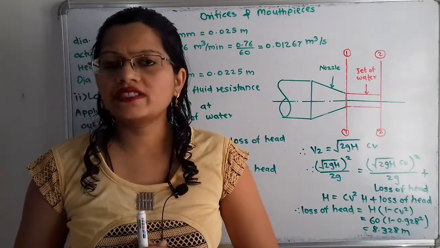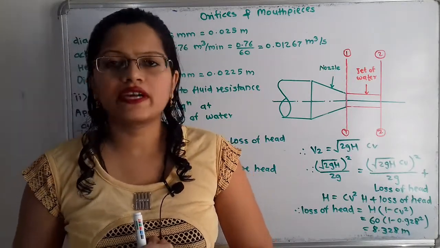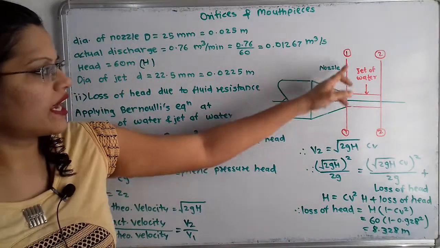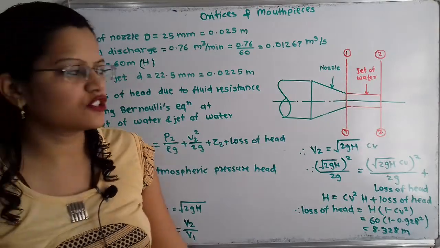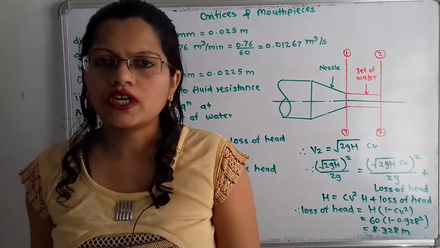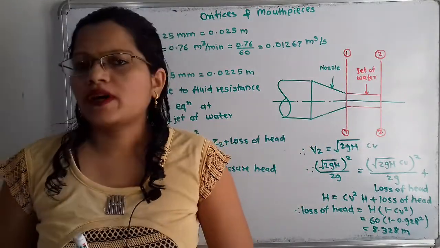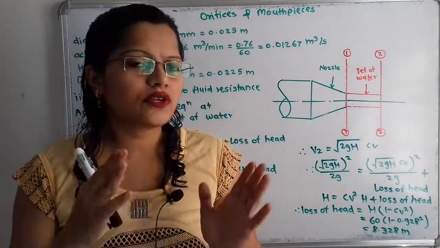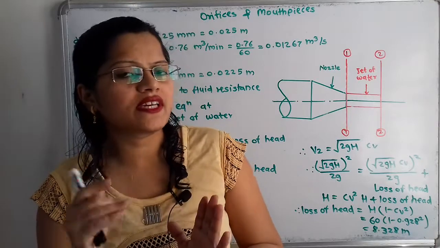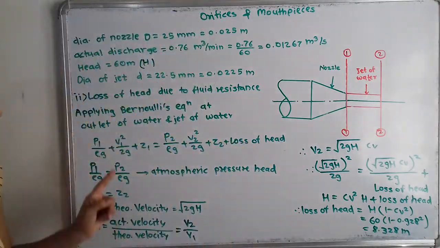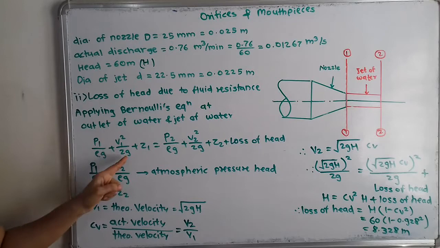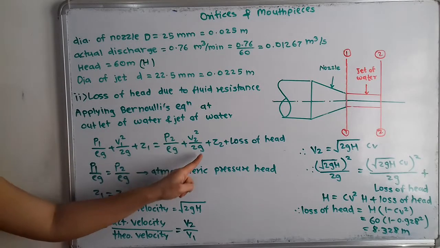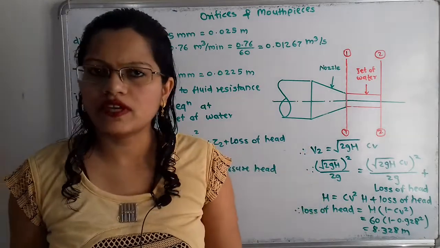Now we will move to the second question, that is the loss of head due to fluid resistance. We will consider section 1 at the outlet of the nozzle and section 2 at the jet of water. Now we will apply Bernoulli's equation at section 1 and section 2. Here it is a real fluid, and that's why there is a loss of head. So we write P1 by rho g plus V1 square by 2g plus Z1 is equal to P2 by rho g plus V2 square by 2g plus Z2 plus loss of head.